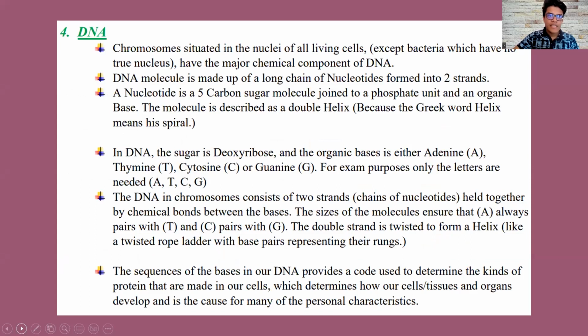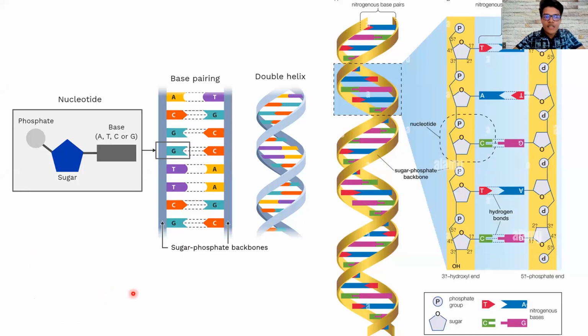Each and every living cell has a nucleus except for bacteria, as they have no true nucleus. And in this nucleus is where you find the chromosomes. And in these chromosomes is where you find the DNA. This DNA molecule, when magnified, we can see its structure is more like a spiral and is referred to as a double helix structure. When considering the composition of a DNA molecule, it is made up of 2 strands of nucleotides that are linked together by organic bases.